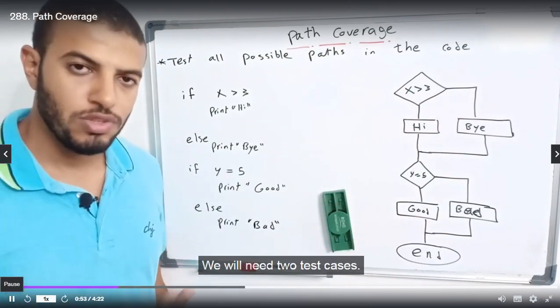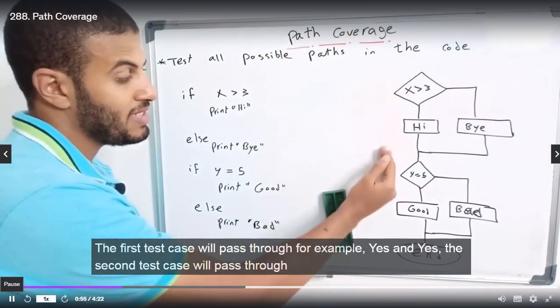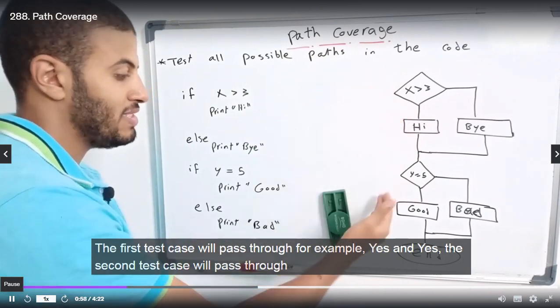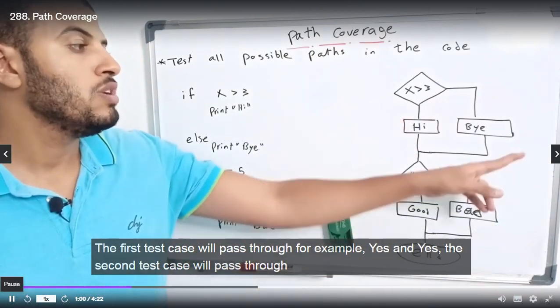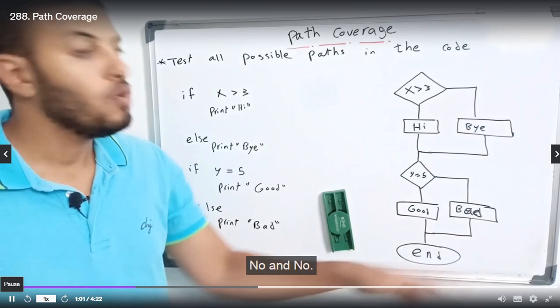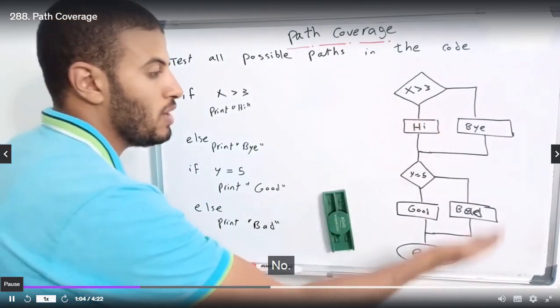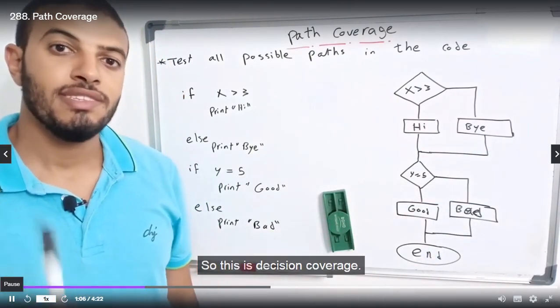Like we always say, in decision coverage, we have two decisions with 4 outcomes. We will need 2 test cases. The first test case will pass through, for example, yes and yes. The second test case will pass through no and no. Or we have another solution, yes-no and no-yes. So this is decision coverage.